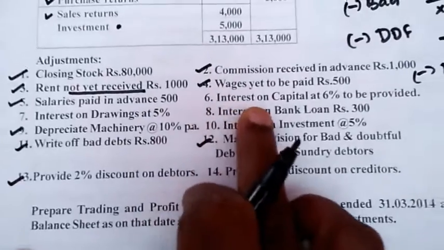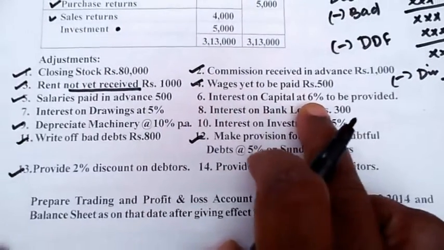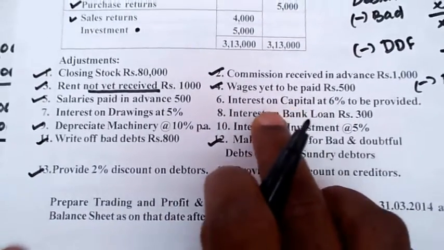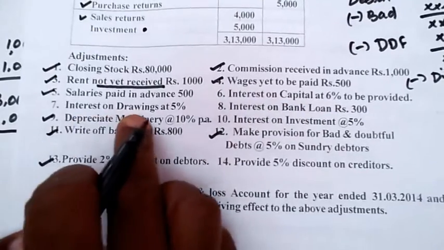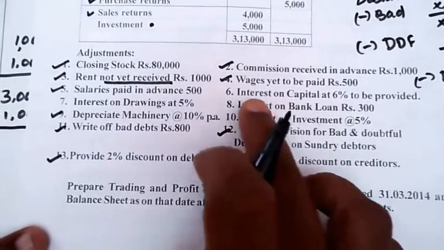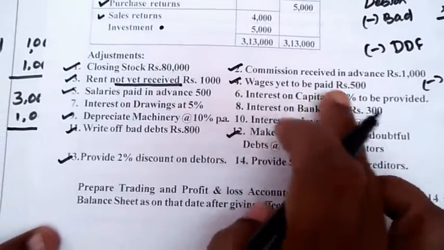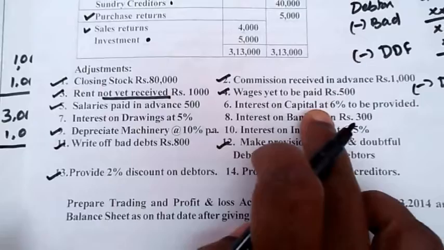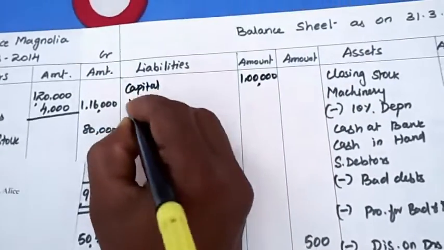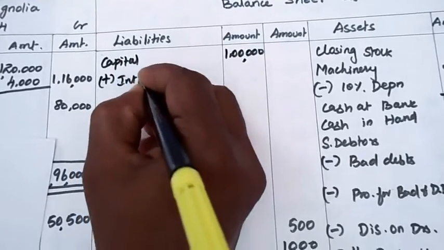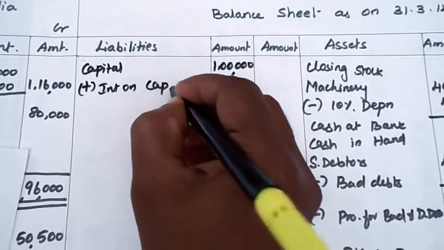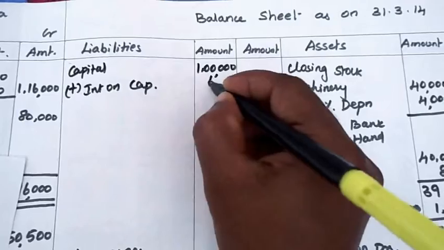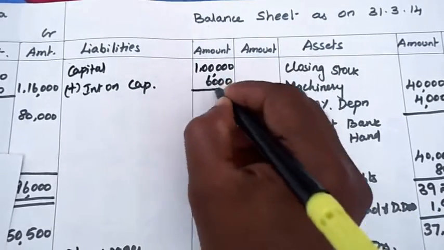Sixth one, interest on capital 6%. Any interest, whether it is interest on capital or interest on drawing or interest on bank loan, should be added along with the particular item. So interest on capital, just add interest along with capital at 6%. Add interest on capital. How much? 6%, no? 6,000 rupees.